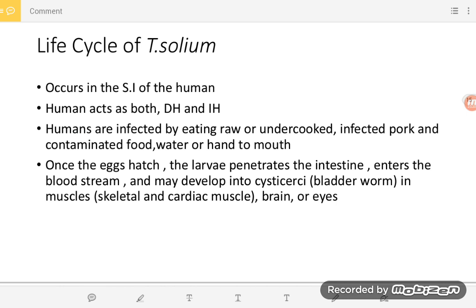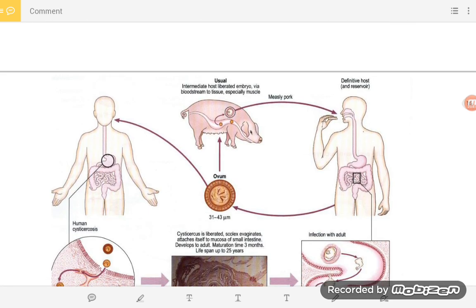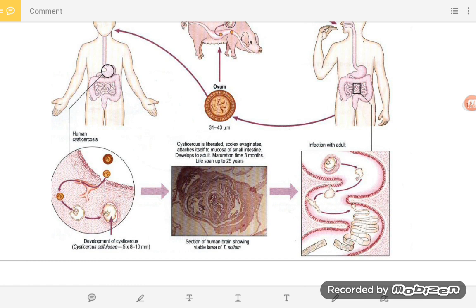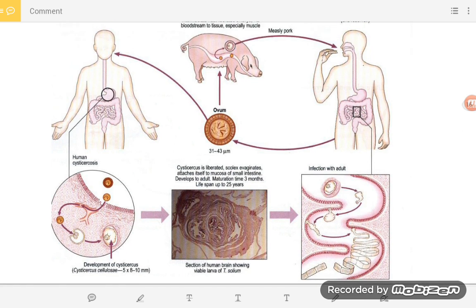So once the egg hatches, the larva penetrates the intestine and enters the bloodstream and may develop into cysticerci, bladder worm. That's why we call it the bladder worm, in the muscles, skeletal and cardiac muscle, and the brain and eye, right? So this is the life cycle of the parasite. So first we start from ingestion, right?